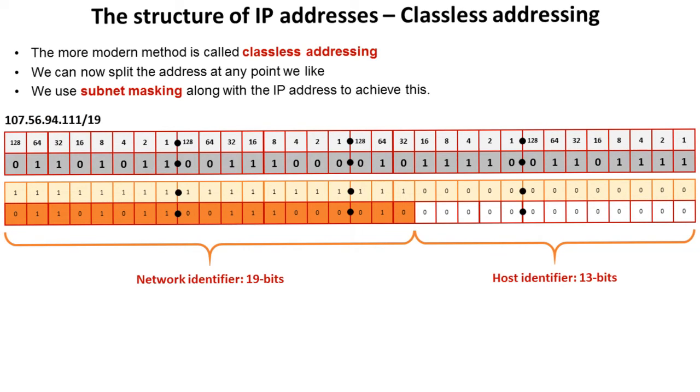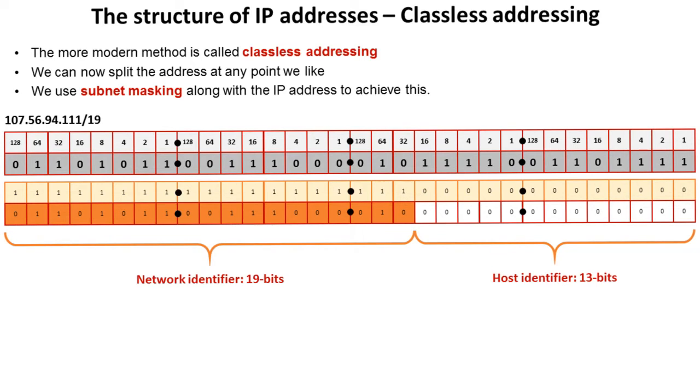However, a much more modern method has now been used, which is called classless addressing. With classless addressing, we can split the address at any point we like. So here we've split the address on 19 bits. The first 19 are being used for the network identifier and 13 are being used for the hosts on that network. And you can see that is how we represent the split, IP address /19.